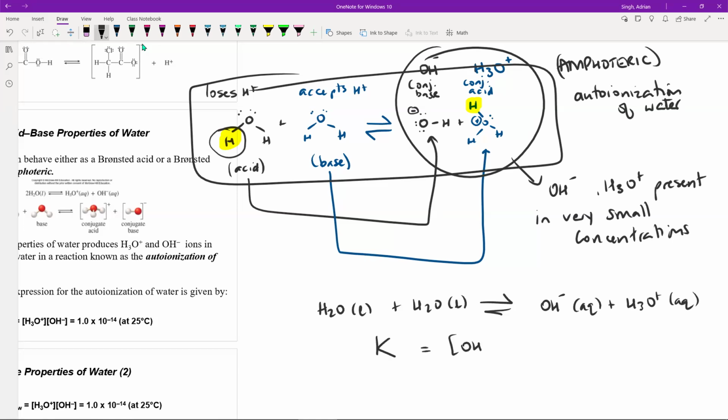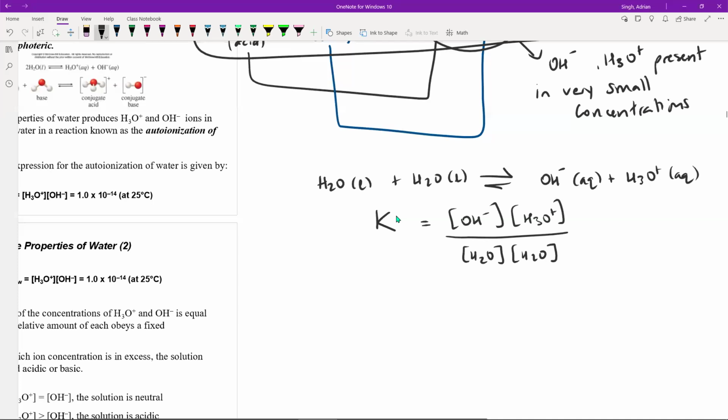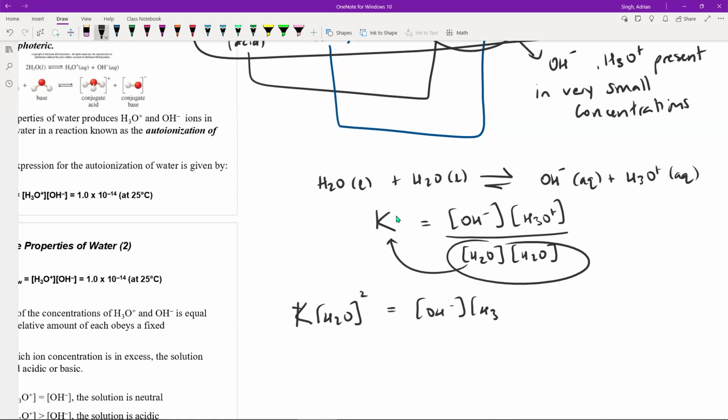Okay, so we can write an equilibrium expression for this. If we have the products times each other, concentrations of those, and then we'll divide it by the reactants. But remember now, when we write these expressions, we typically don't have concentrations of solids or liquids in the expression because those concentrations don't change. In other words, the constant. If we take this and move it over here to the left side, we end up with our K times H2O squared is equal to OH minus times H3O plus.